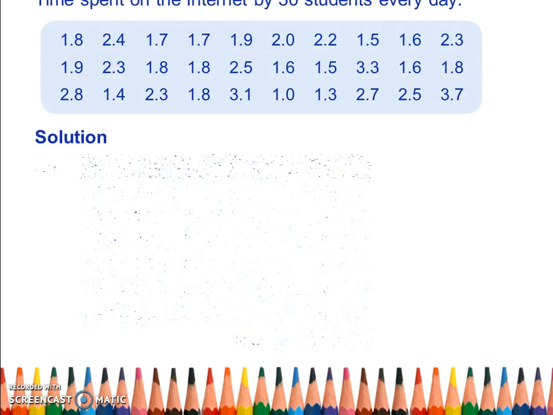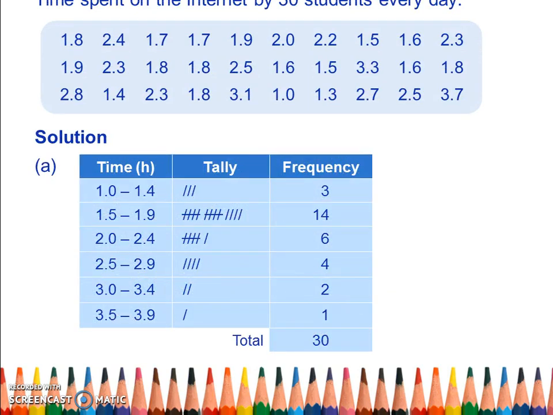So we try to construct a table. So remember, there are 3 columns: time, tallies, and frequency. And for the time, you have to split it into groups. Okay, so there are 6 groups, and then the tallies will be here, and then you write down the frequency, the number. For the frequency, you should write down the number, and then you get 30.